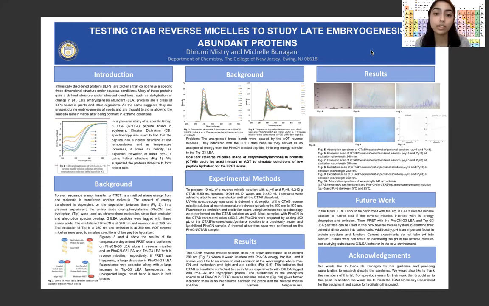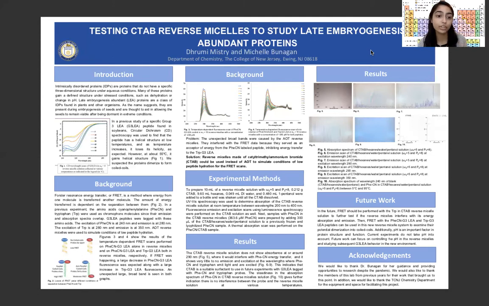And in previous studies using circular dichroism, they found that these peptides had a helical structure at low temperature, and as temperatures increase, they were losing their helicity, which was expected as proteins tend to denature as temperature increases. But at about 55 degrees Celsius, they gained helicity. So that means they were forming structures again. And we suspect that these proteins were dimerizing to form coiled coils.